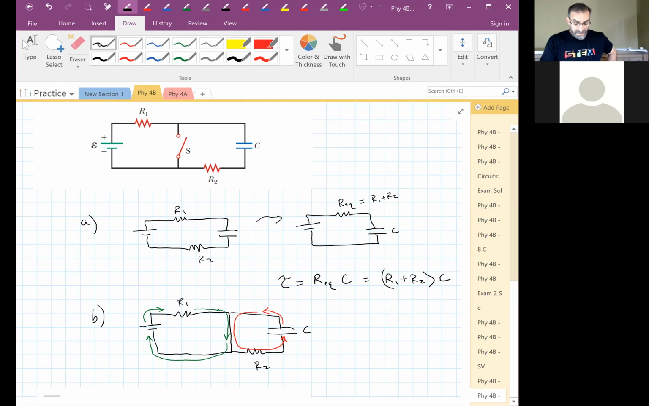It has a zero resistance path back to the battery. So it takes that. So tau is R2 times C.